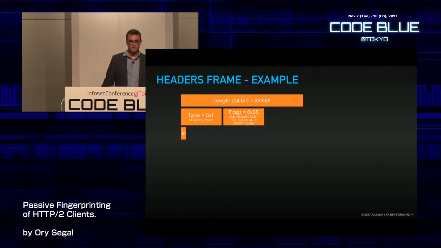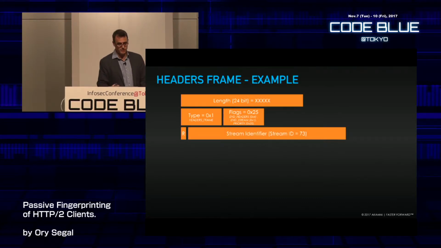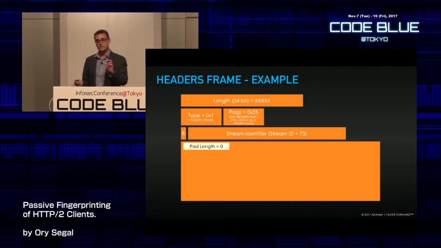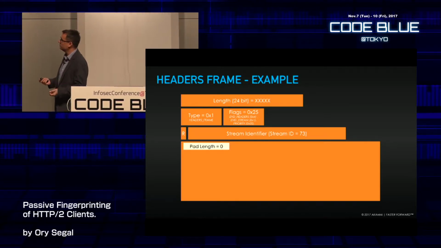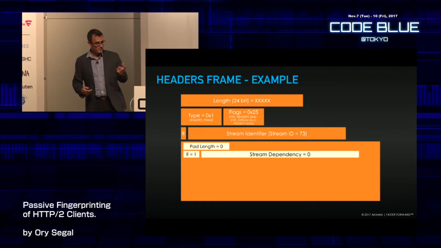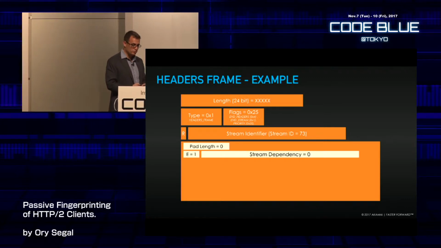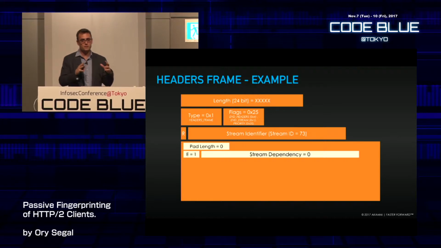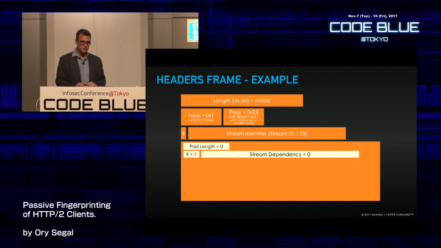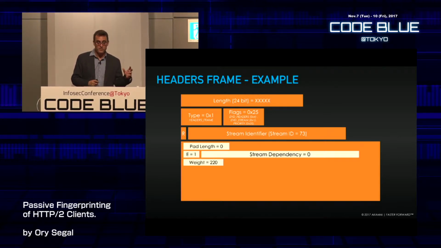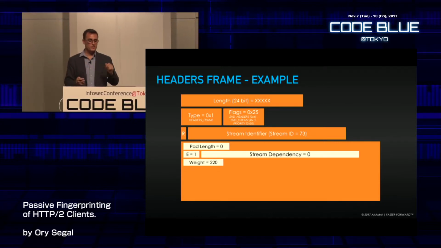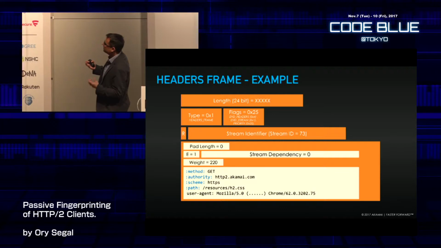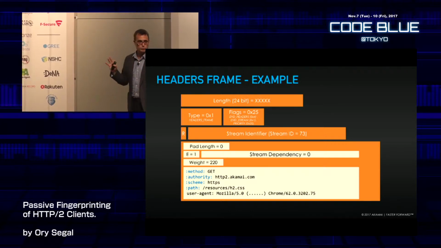The reserved bit, the stream identifier, in our case 73, and some padding, in this case 0. The exclusivity bit, which we're going to talk about in a second, the stream dependency, so on what stream does this stream depend on? We'll talk about that in a moment. The weight of the stream, again, we'll talk about that in a moment. And then the actual, I hope you're comfortable with this. This looks pretty similar to what you're used to.